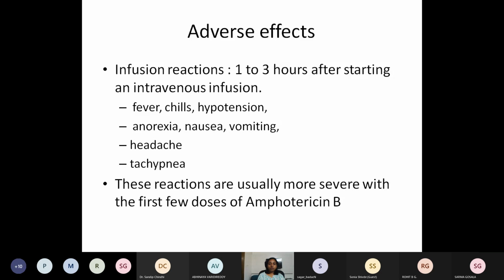The adverse effects, now infusion reactions. So these are very common and what we generally see. That is why the test dose is important to identify. And the infusion reactions will happen 1 to 3 hours after starting the IV infusion. It can result in fever, chills and hypotension, severe anorexia, nausea and vomiting, headache and tachypnea. So these reactions are usually severe in the first few doses. That is why if there is not an immediate requirement to give a very high dose, we can start with giving lower doses and slowly titrate upwards till the tolerance is developed for the infusion reactions.